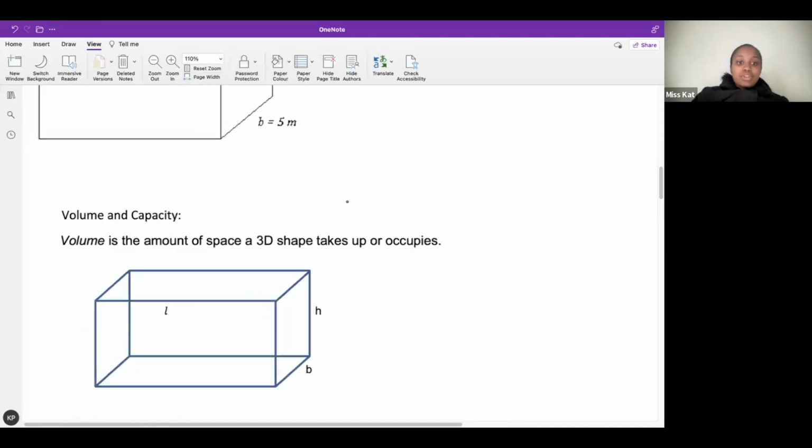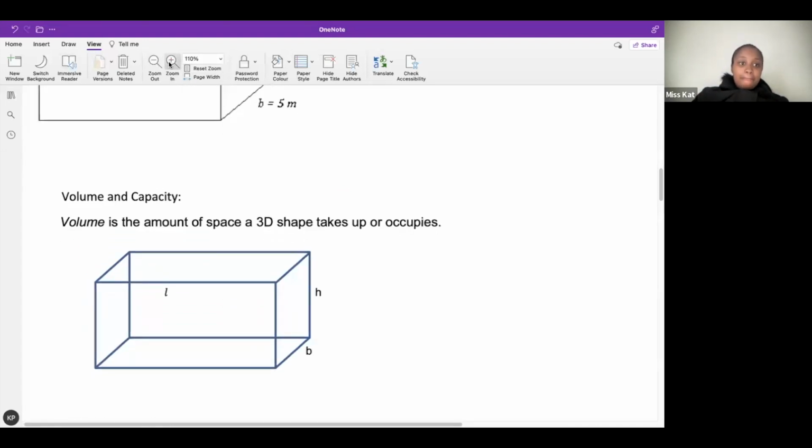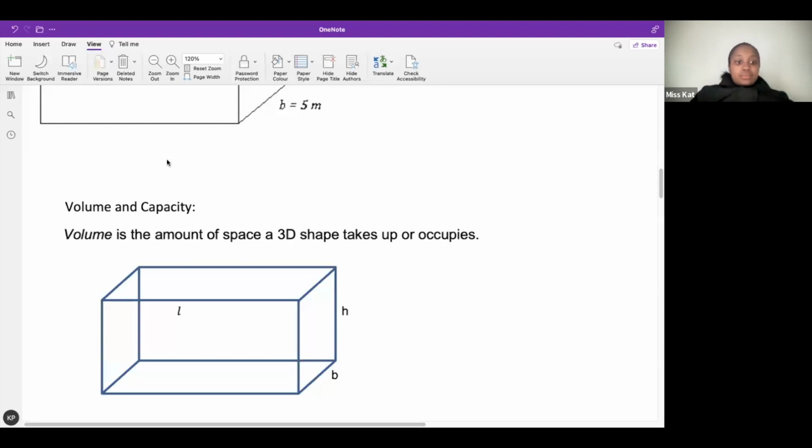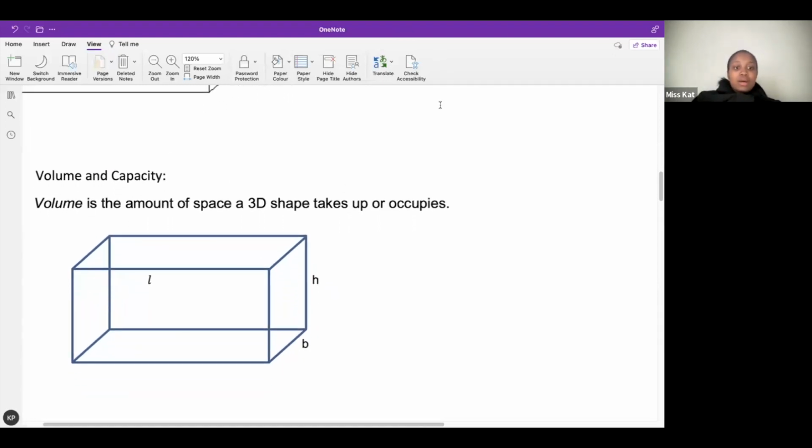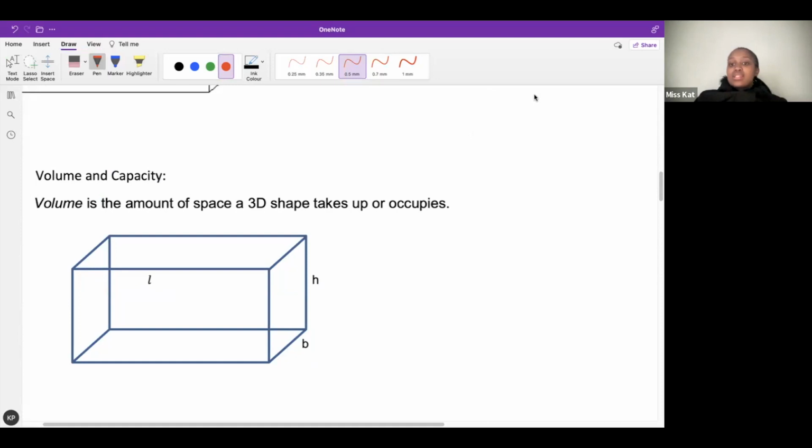Now we are doing volume and capacity. Volume, I'm going to start with volume, is the amount of space a three-dimensional shape takes or occupies. So if you were to get a box, let's say you ordered stuff, like I am so addicted to ordering clothes, guys. Let's say you order a bunch of stuff. You want to know how much space this box will take in your boot. So that would be the volume of that box.